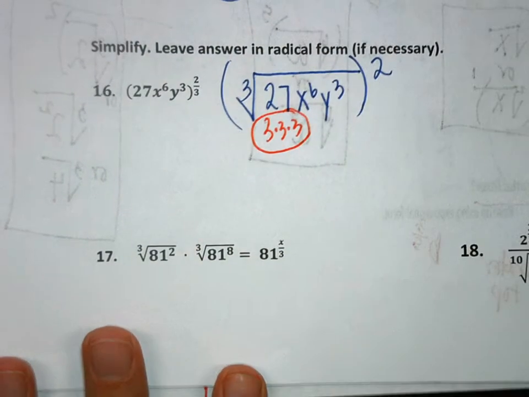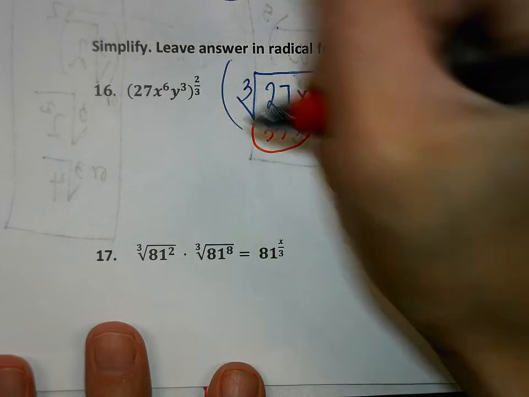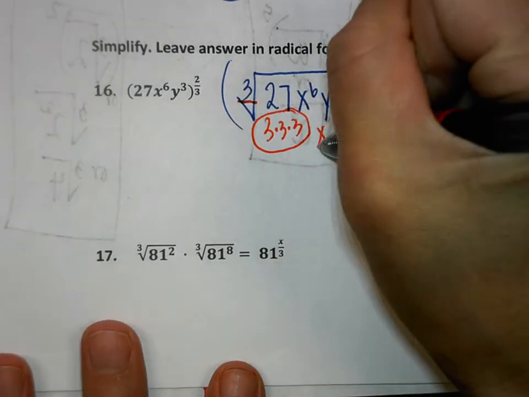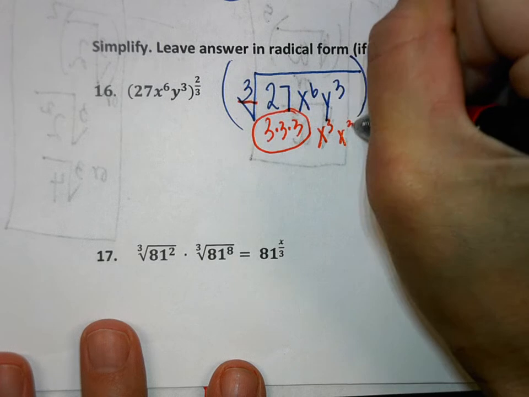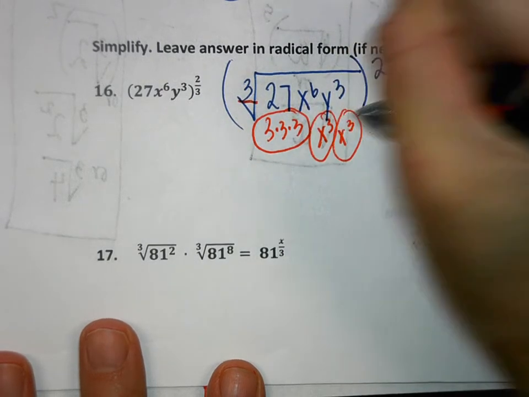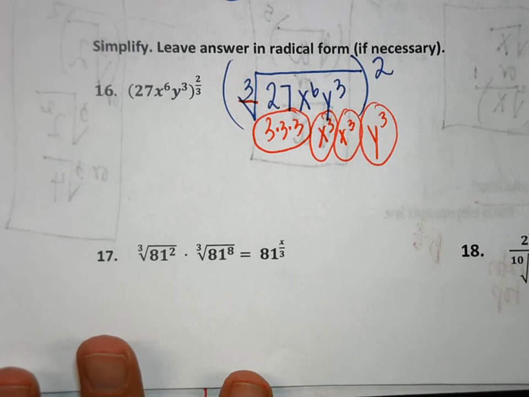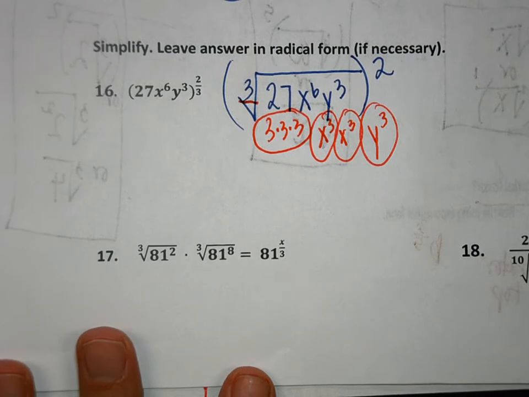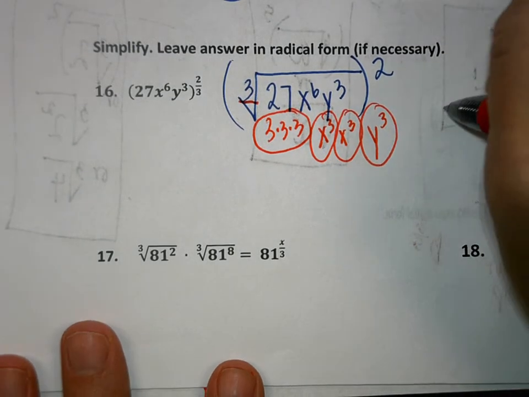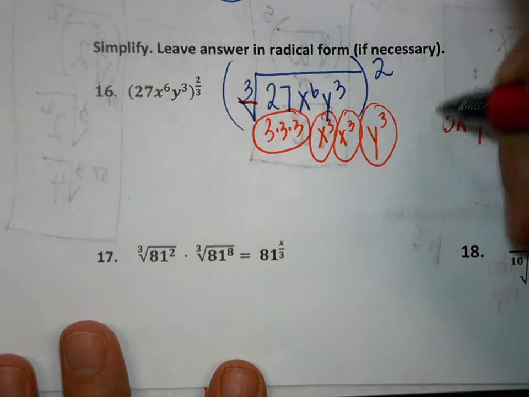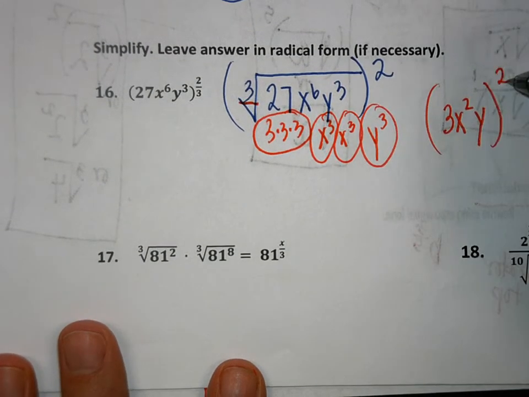So I have one group of 3's, because again, 3 is my index. X to the 6th, I'm going to break in groups of 3, so we have x to the 3rd and x to the 3rd. Nothing left over, and we have a group of y's. Y to the 3rd, nothing left over. So when I bring that out of the root, I end up with 3x squared y, and then this is being raised to the 2nd power.